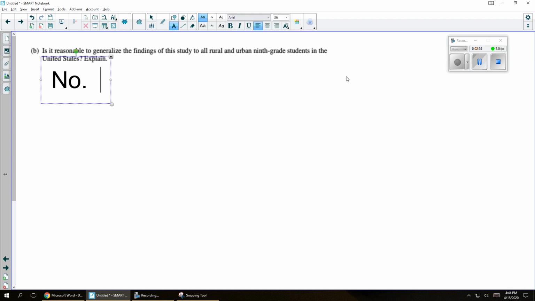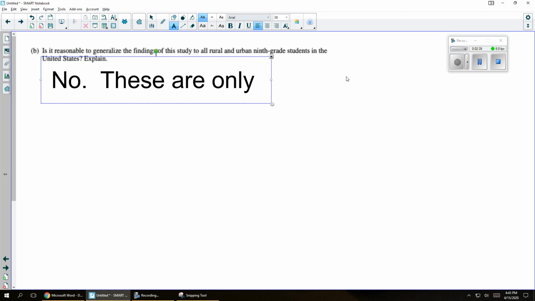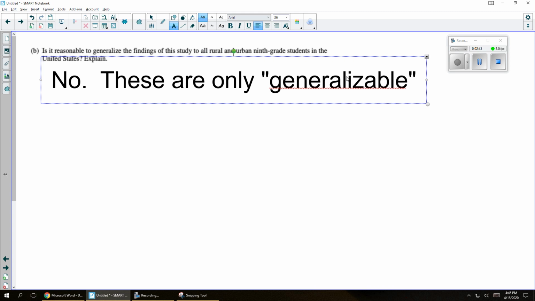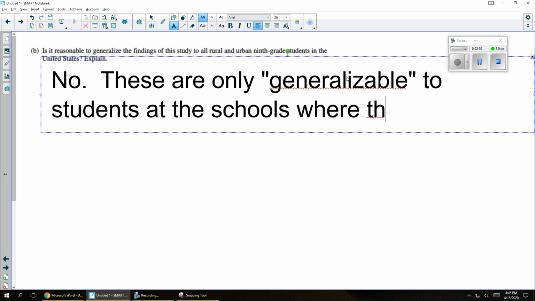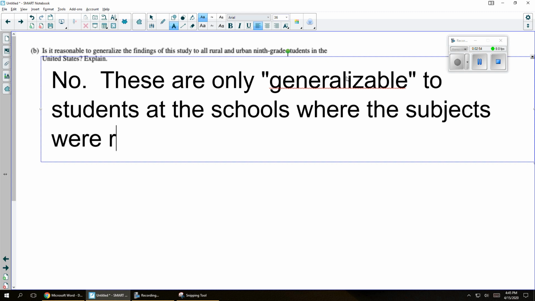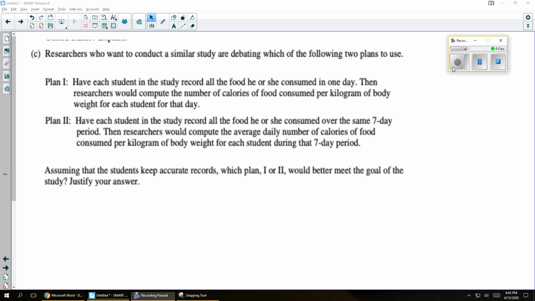no, these are only generalizable, maybe, to students at the schools where the, we'll call them subjects, were randomly selected. If the schools themselves had been randomly selected from all the schools in the U.S., that would make it different.